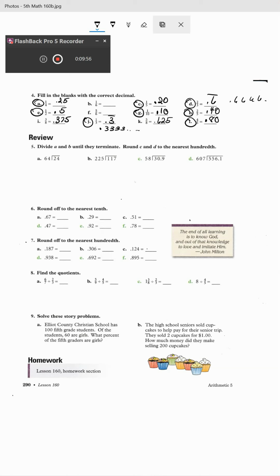And then we have the 6s, which are repeating also, like the 3s are repeating. 1/6 is a little bit easier to remember because it's the same numbers, but you just put the repeating symbol above the 6. And then 5/6 is 0.8 with the 3 repeating.